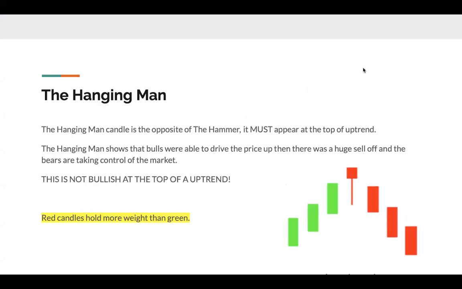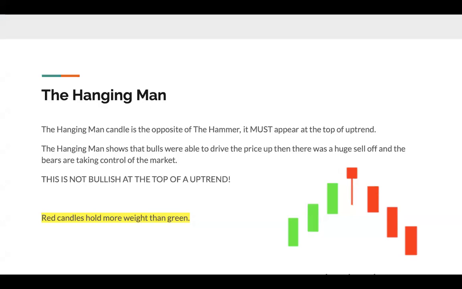Now I will give you a quick disclaimer. Literally everything that we're about to go over is the opposite of a bullish one. It's just at the top, at resistance now. So the hanging man candle is the opposite of the hammer. It must appear at the top of an uptrend, right? So now, can somebody tell me where this candlestick would appear? Is it at support or resistance? There we go. Good job, guys.